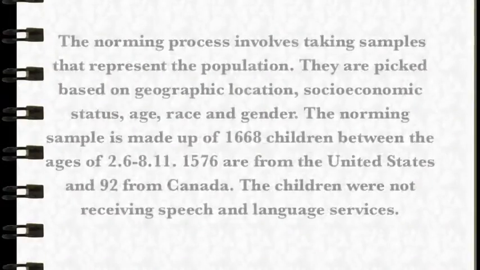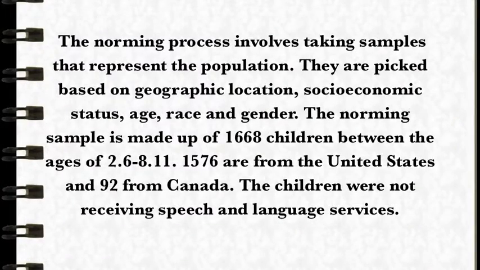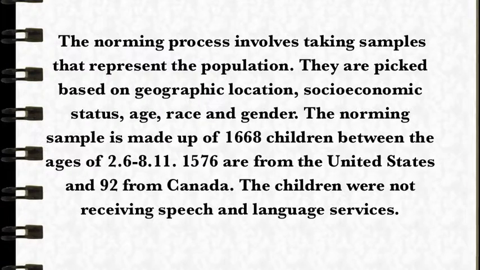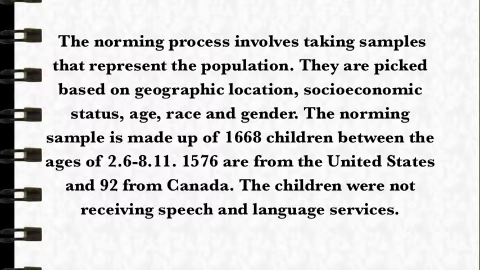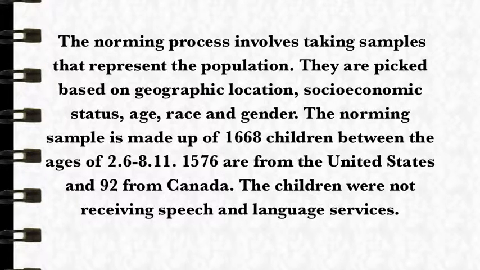The norming process involves taking samples that represent the population. They are picked based on geographic location, socioeconomic status, age, race, and gender. The norm sample for the CAP is made up of 1,668 children between the ages of 2 years 6 months and 8 years 11 months. 1,576 are from the United States and 92 are from Canada. The children were not receiving speech and language services at the time of the test. 10 subjects were excluded because they were showing speech and language deficits.